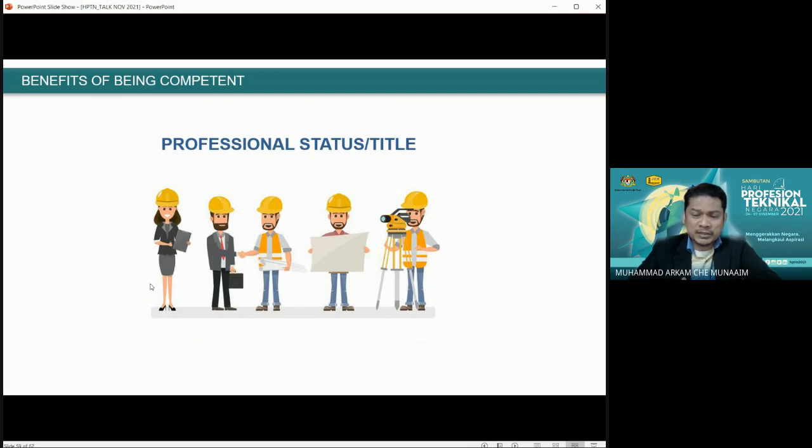Now, the criteria describe that a certificate holder of level 6 can become a TS, professional technologist. You can go and check the MBOT website. Level 6 is equivalent to CCPM CIDB. So indirectly, CIDB, CCPM holders can become technologists, professional technologists, carrying the title TS in future. So this is something that you need to capture.